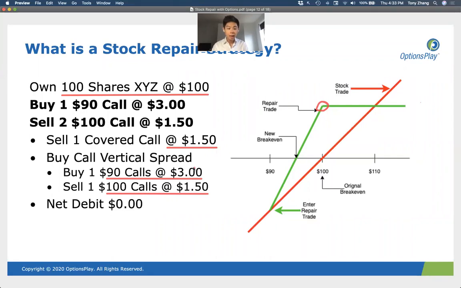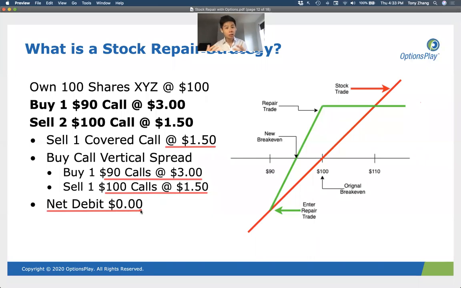Now, because I paid $3 for the $90 call option, I sold a $100 call option against the $90 call option that collected $1.50, and then I sell a covered call against my stock position, collecting another $1.50. That's how I'm able to trade this ratio spread for a net debit of 0. So I don't have to pay anything, because the covered call will offset the cost of the debit spread. And what you're trying to effectively do is buy a free debit spread on this trade. The risk on a debit spread is what you pay for it. So if you paid $0 for it, you're not adding any risk.